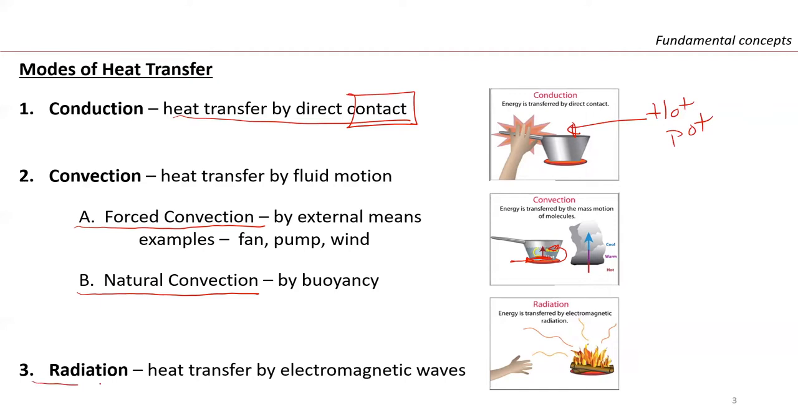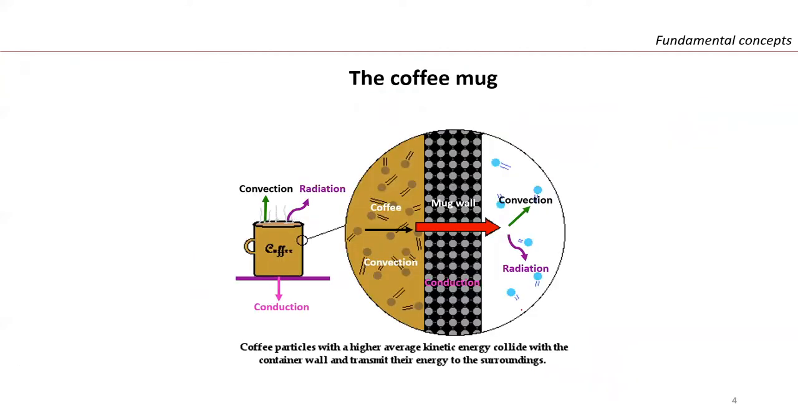And radiation, finally, the third mode of heat transfer, is heat transfer by electromagnetic waves. And you can feel that when you stand in front of a fire or outside in the sunlight, right? Sunlight. Or stand in front of a fire. So pretty simple, right? We all identify those three modes.